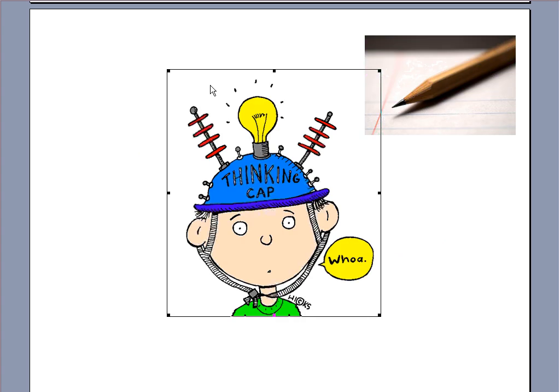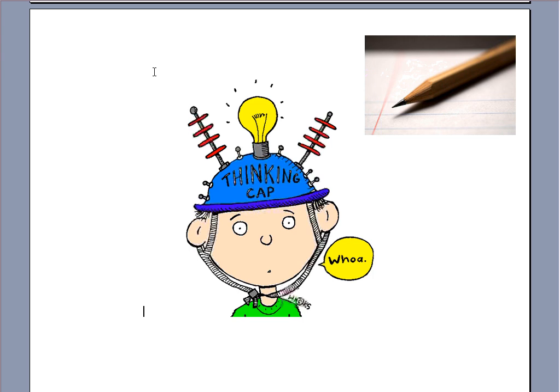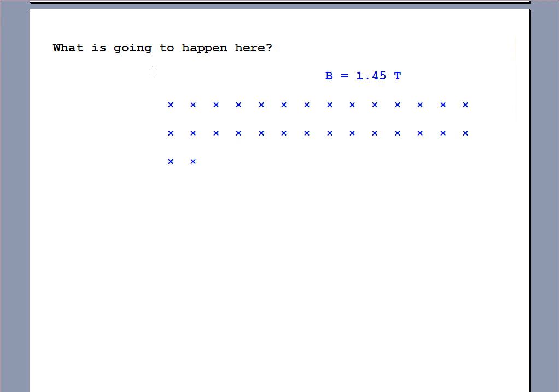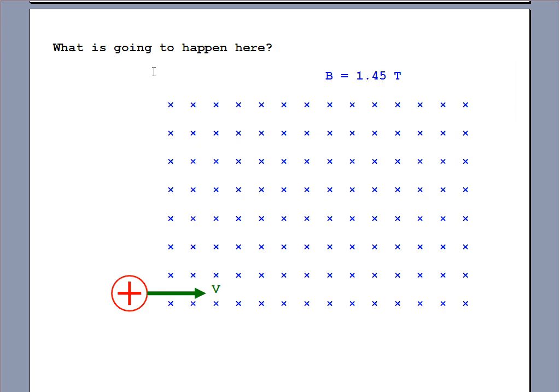Now, for the last little bit of the day, just going to do some thinking. Don't have to write anything down on paper. Just going to think about what's going to happen here, kind of foreshadowing some stuff a couple of days down the road. What's going to happen with this proton if it goes flying into a room that has magnetic field going into the paper? And again, you don't need to copy this down for now. We'll just look at it.